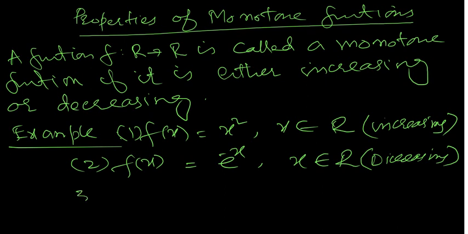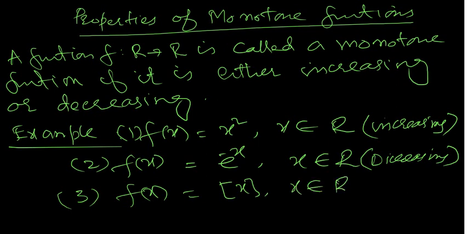And one more example, that's the greatest integer function, or you can say it's a step function. Greatest integer, x belongs to R. This function is also monotonic increasing, and this is differentiable almost everywhere. You can see it's differentiable at every point except at integers, and the set of the integers is a countable set. Therefore, it's a null set. So that means this f dash x exists almost everywhere.